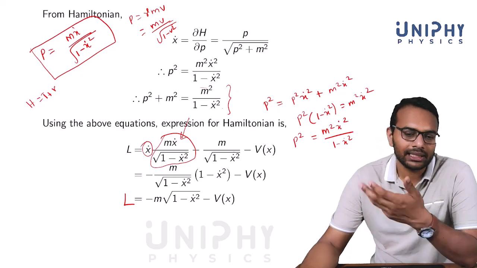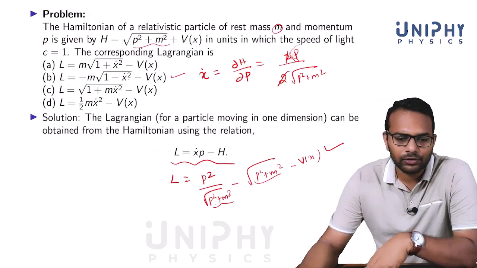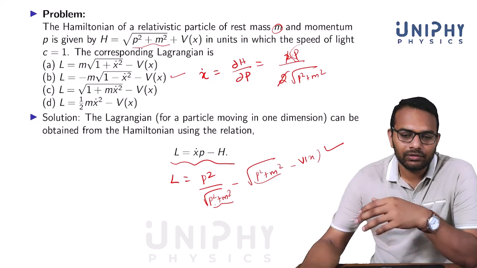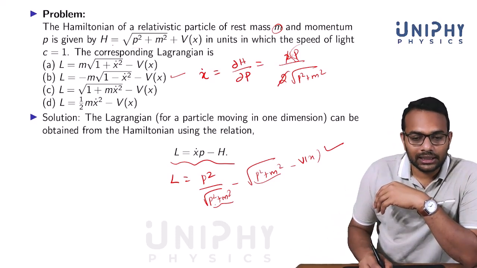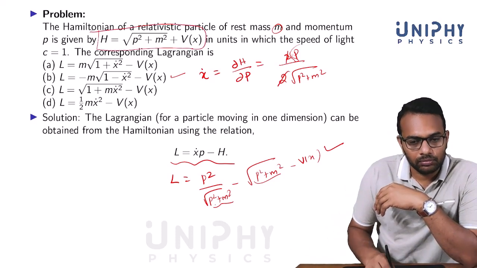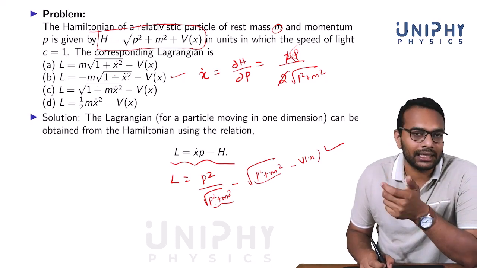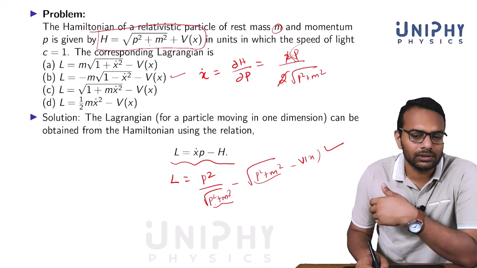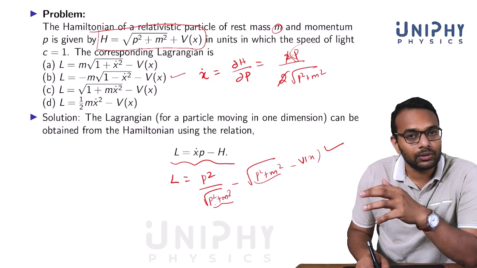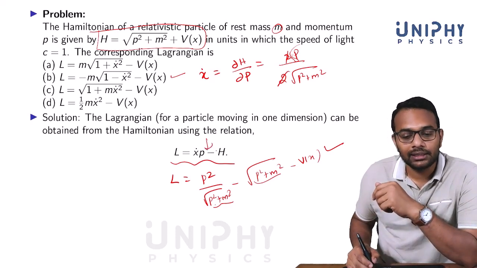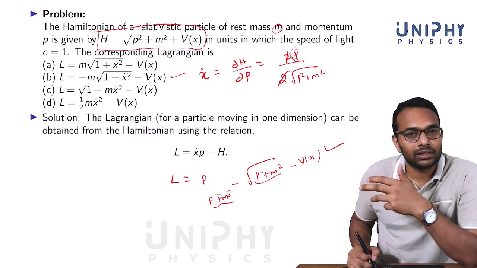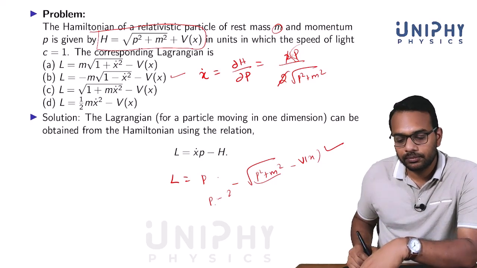At this point, we can just solve it as a problem, even if you don't know the details. If the Hamiltonian is given in this form, you know exactly how to find the Lagrangian. You don't have to know all these details. If the Hamiltonian is given, you know how to find the Lagrangian. That's exactly what we have done here.